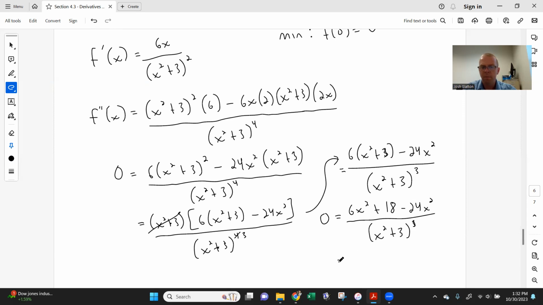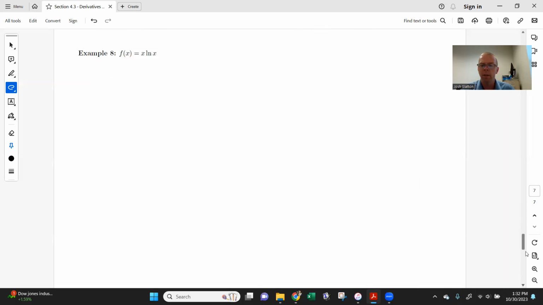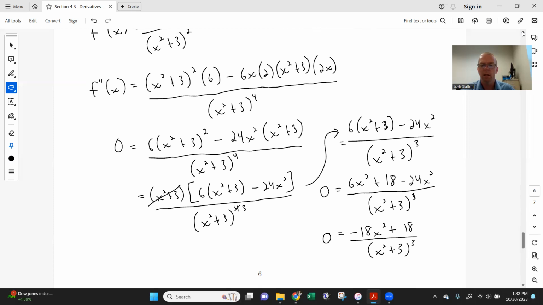Combining like terms, we have negative 18x squared plus 18, and that is equal to 0. Again, the denominator can never be 0 here. x squared plus 3 is always positive, and cubed it is always positive, so it can never be 0 and never negative. So the sign of the whole thing is determined by the sign of the numerator.